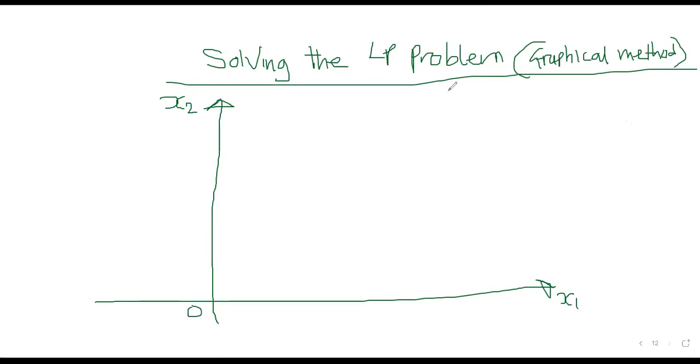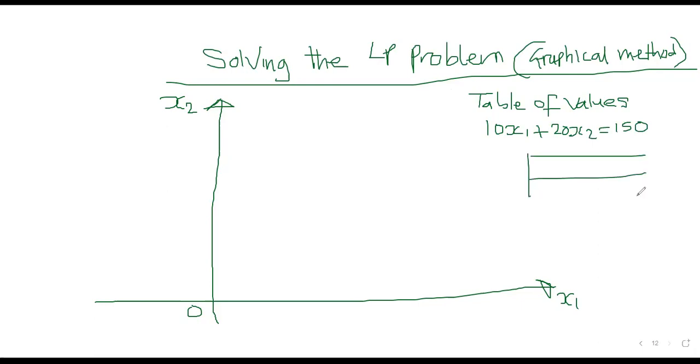So the first one, table of values. In the table of values, we can start with this one, 10x1 plus 20x2 equal to 150. So we can say our x1 and x2.